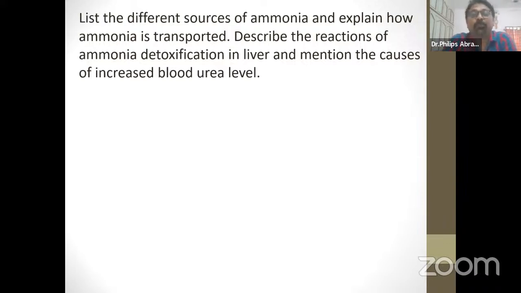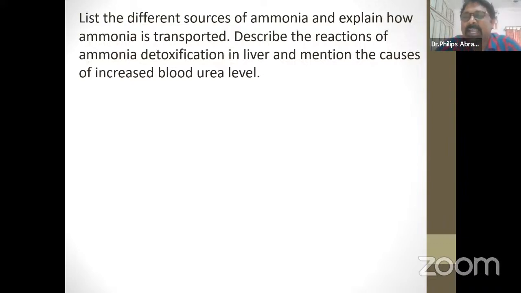So three different sources for ammonia. And so, from the amino acid itself. Other sources: purine and pyrimidine degradation is another source of ammonia. Another source is the action of intestinal bacteria on the food. So we have five different sources for ammonia. Please note, and explain how ammonia is transported.